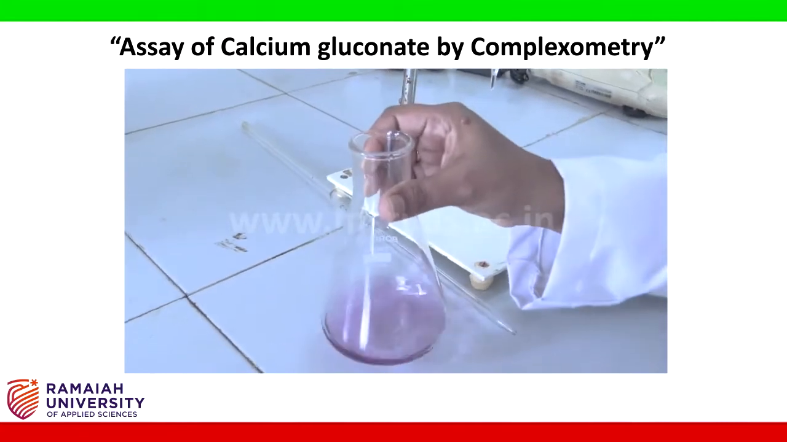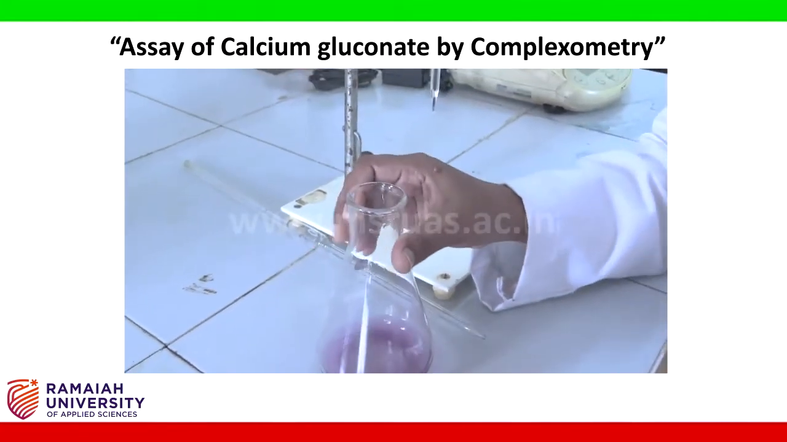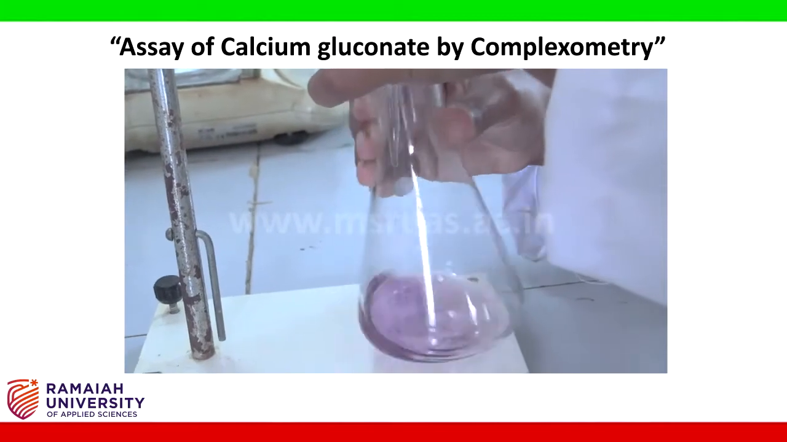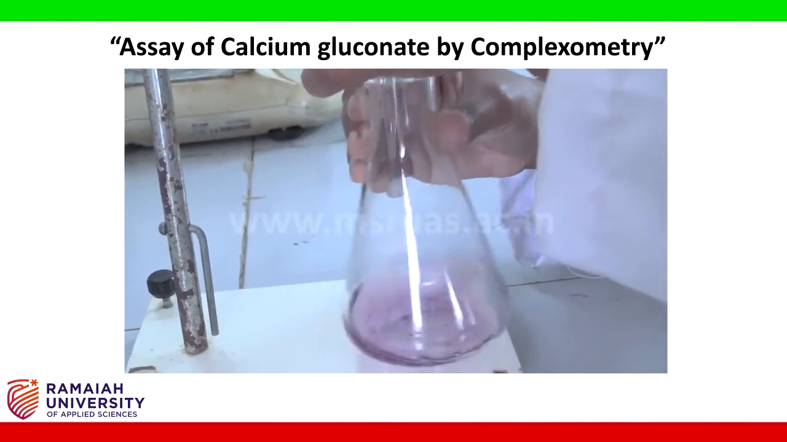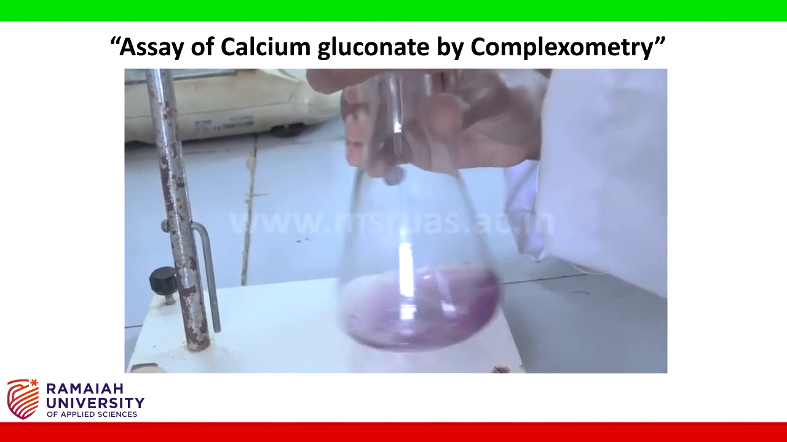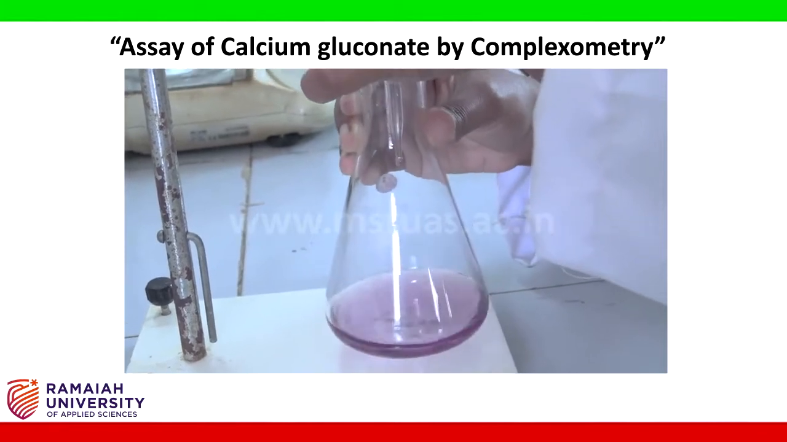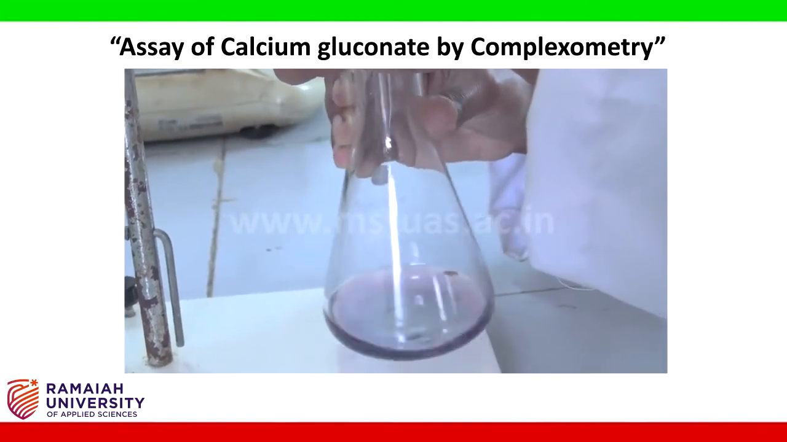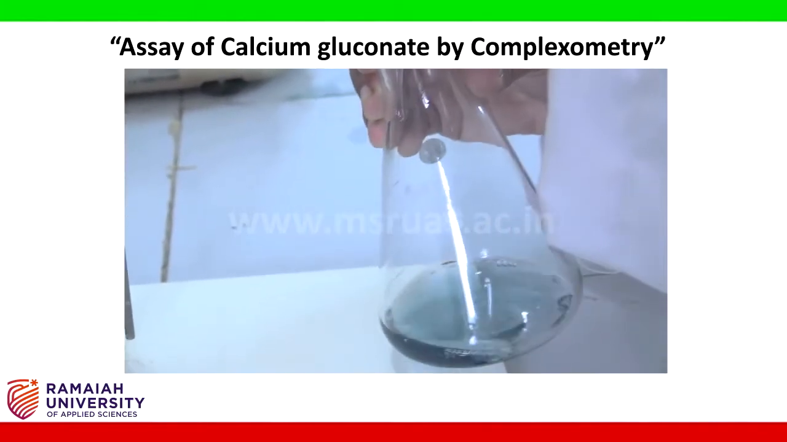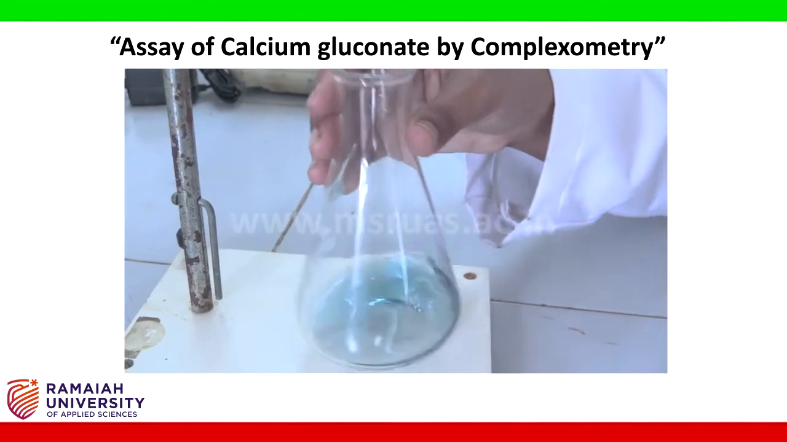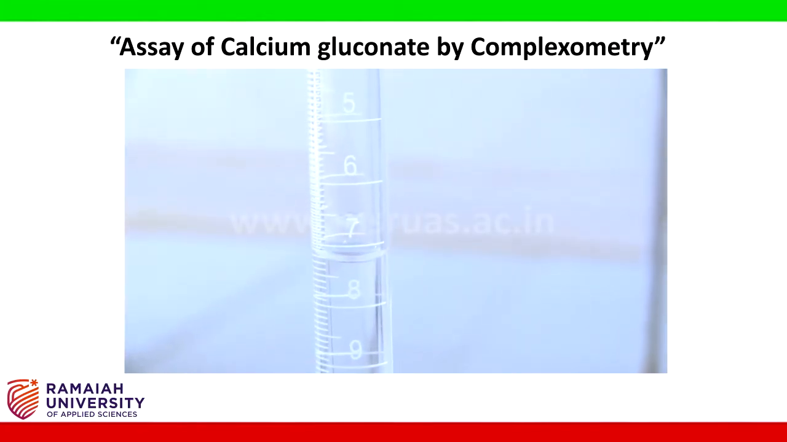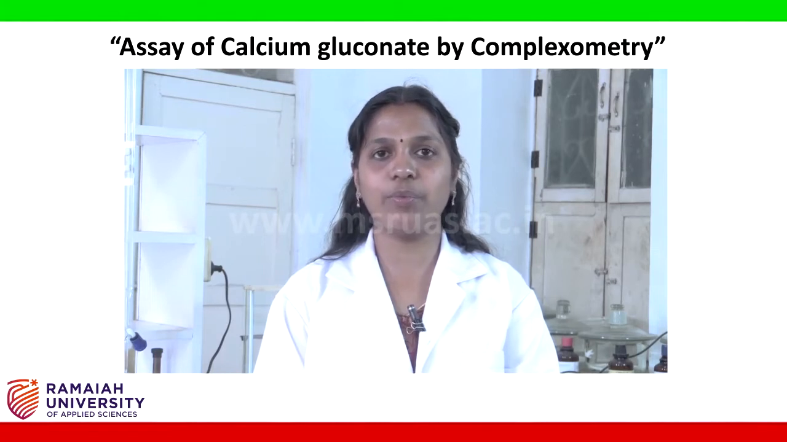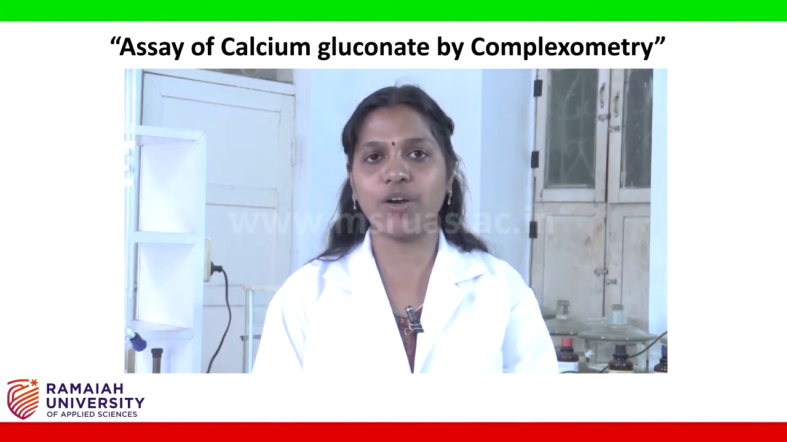Then titrate again with 0.05 molar disodium edetate solution. Endpoint is the appearance of blue color. Second time the reading obtained is 7.3. We have got concordant values. This completes the standardization of 0.05 molar disodium edetate, and then we can start the assay of calcium gluconate.